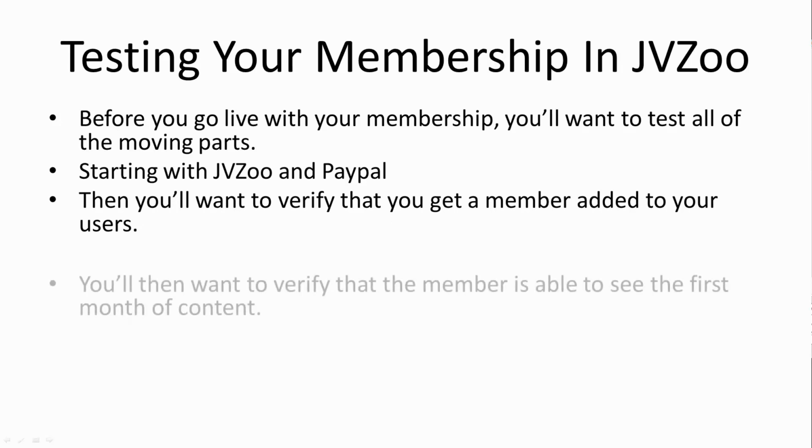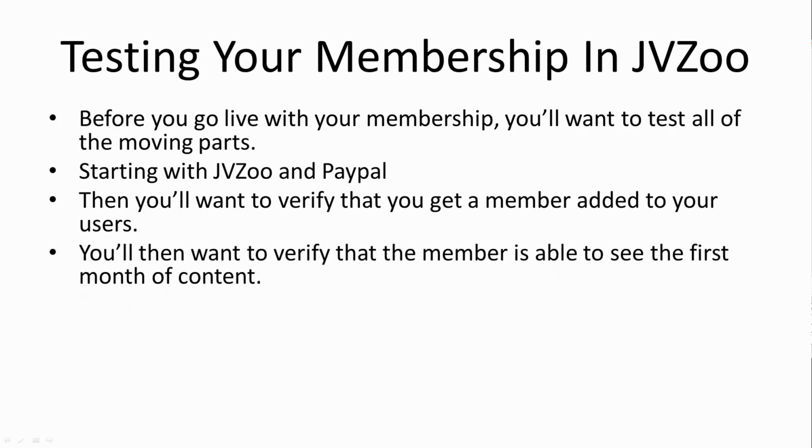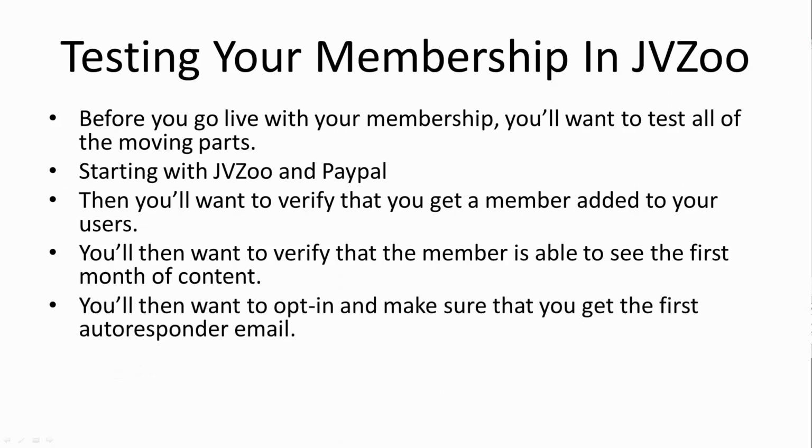You're also going to want to verify that you get a member added to your user section. You're also going to want to verify that the member is going to be able to see the first month of content. So when you actually go through the testing process, make sure you use an email address that you're going to be able to check and you're going to be able to look at as if you were your own customer. You'll then want to opt into your list and make sure you get the first autoresponder email because that's going to be a good indication that you're going to get the other one in 30 days.